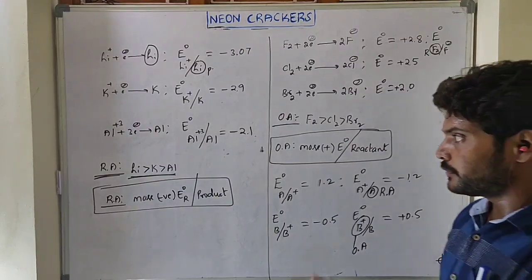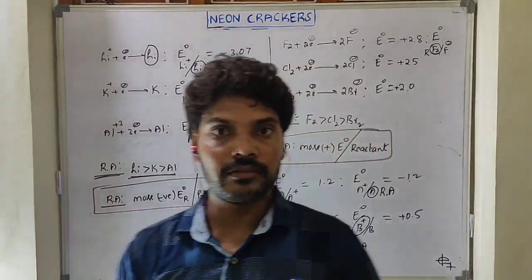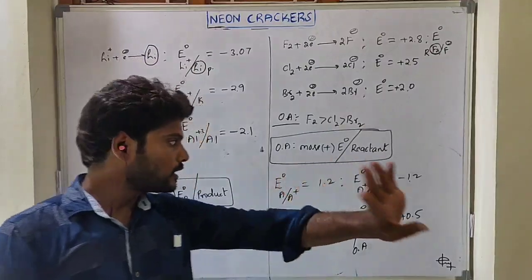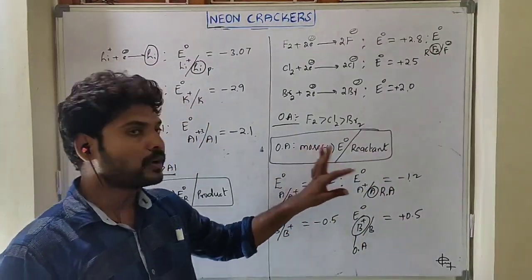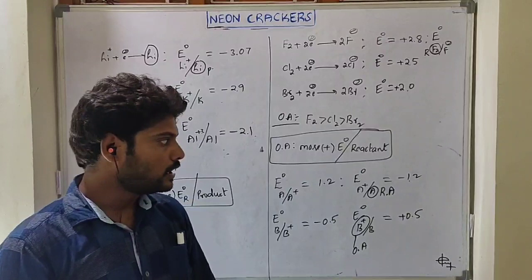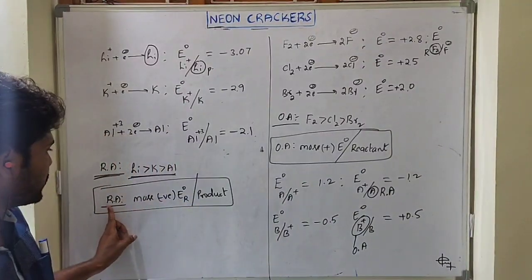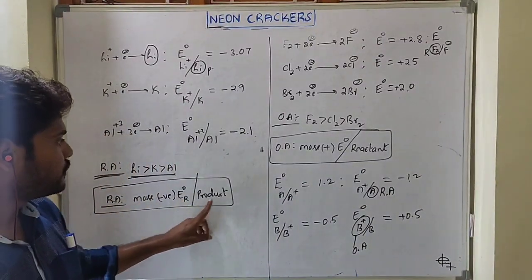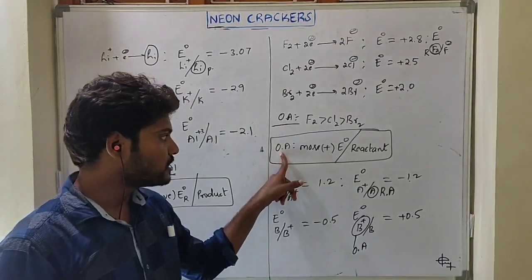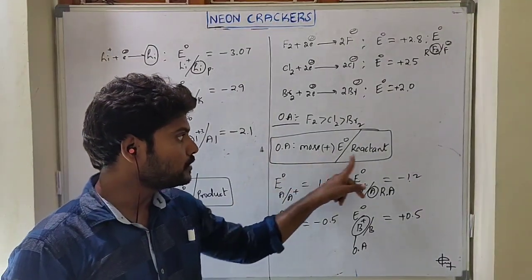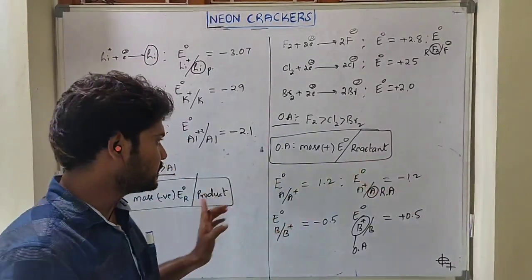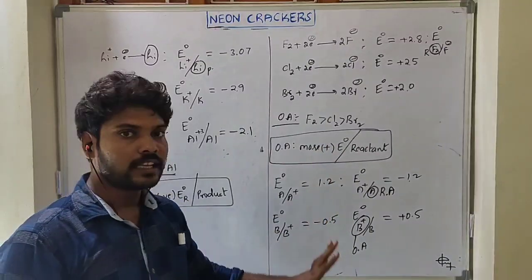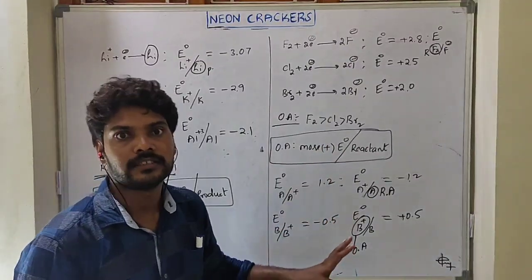So like this we have to find the oxidizing or reducing agent. The important trick is that the reaction should be a reduction reaction. Then the stronger reducing agent is the more negative value with the product side, and the stronger oxidizing agent is the more positive value with the reactant side. These are the shortcuts to find either the oxidizing or reducing agent, right?